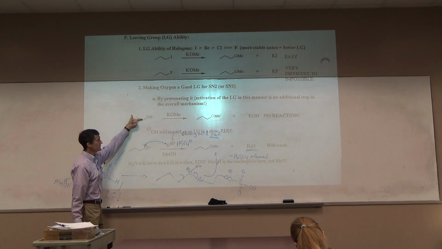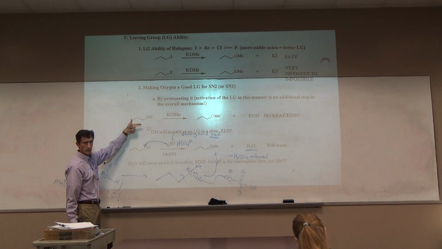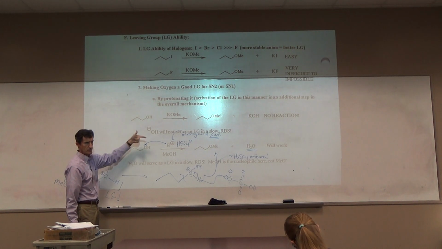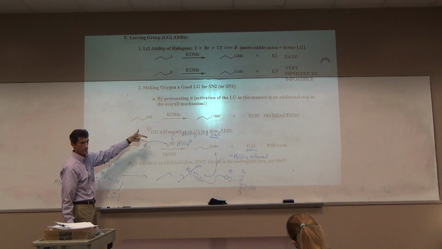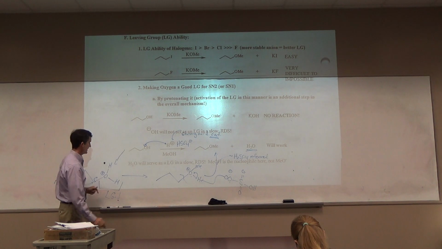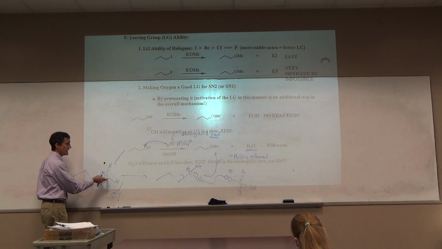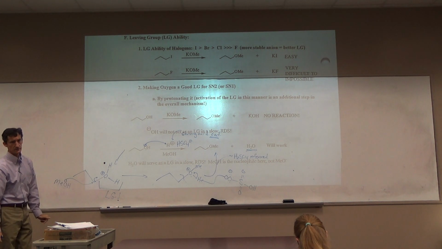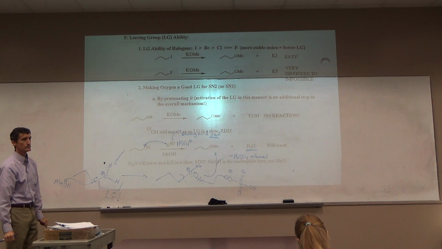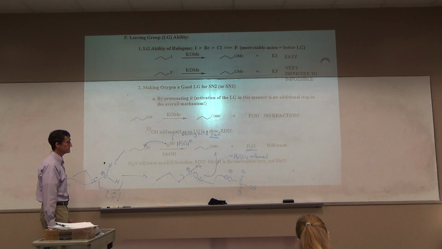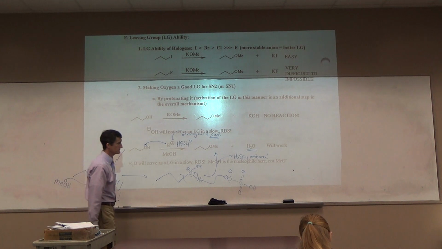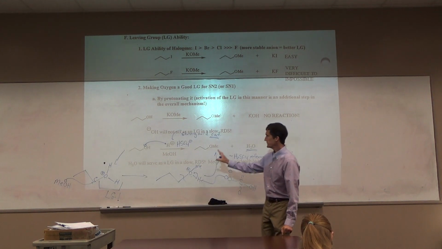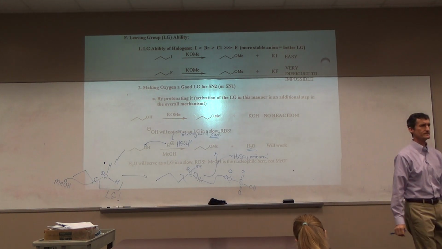OH is not a good leaving group. How do you make OH a better leaving group? Protonate it. Protonate with what? Strong acid. The strong acid serves as the catalyst. It makes the leaving group better. Now the reaction will take place. Okay? This seems relevant to the lab we're doing this week, yeah?